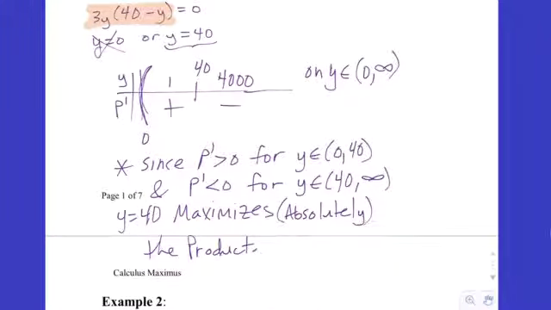So that's the difference between a local argument and a global argument. For optimization, we want global extremas, all right? So if you just said P prime changed from positive to negative at 40, that's a local argument. When you basically say that P prime is positive everywhere to the left on our relevant interval, and P prime is negative everywhere to the right on our relevant interval, that gives it the global feel, okay?